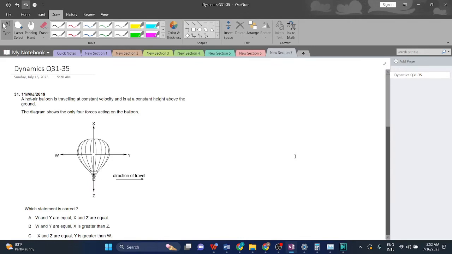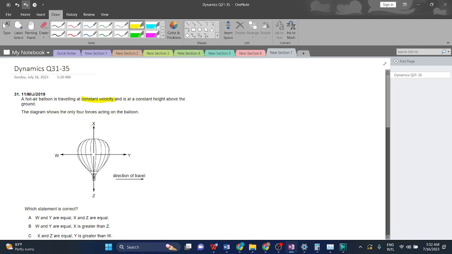Okay, let's continue dynamics question 31 to question 35 and attempt them in this video. So let's start. Question 31. A hot air balloon is traveling at constant velocity and is at a constant height above the ground. Constant velocity meaning there is no resultant force. The diagram shows the only four forces acting on the balloon.